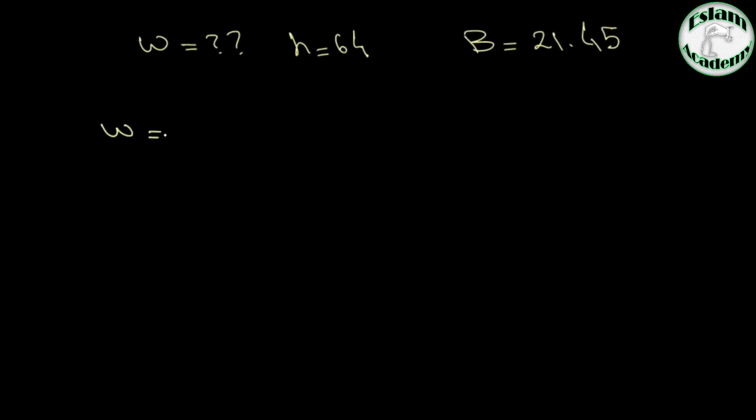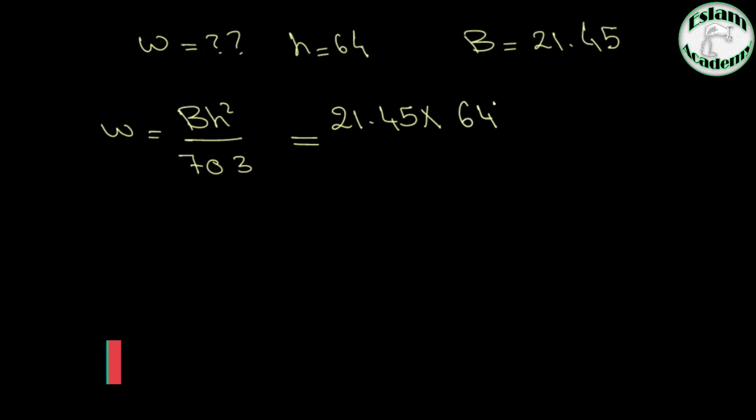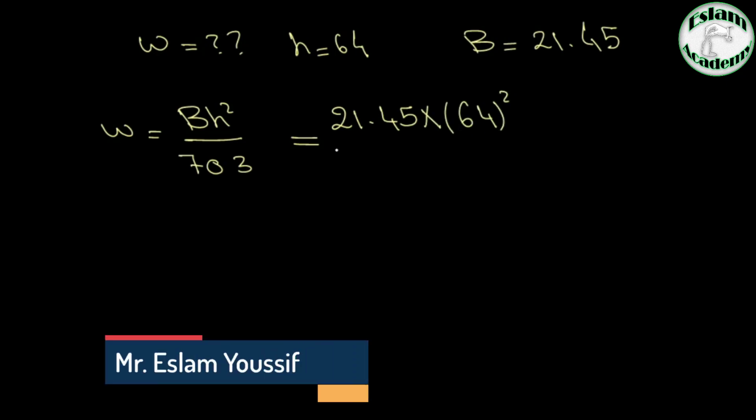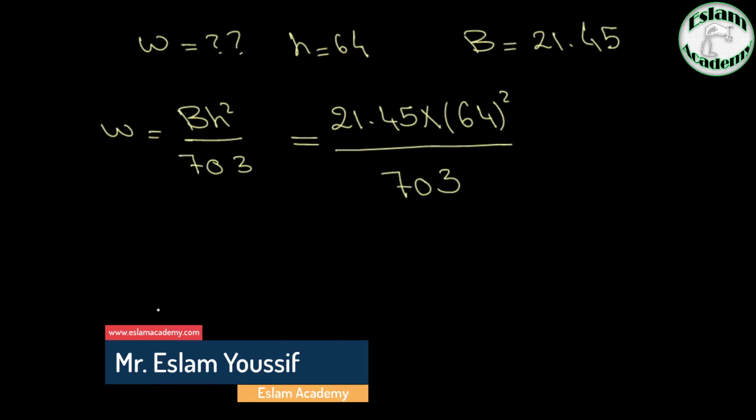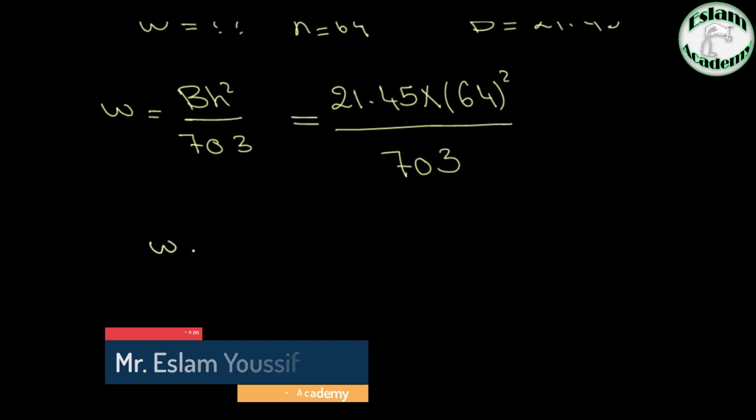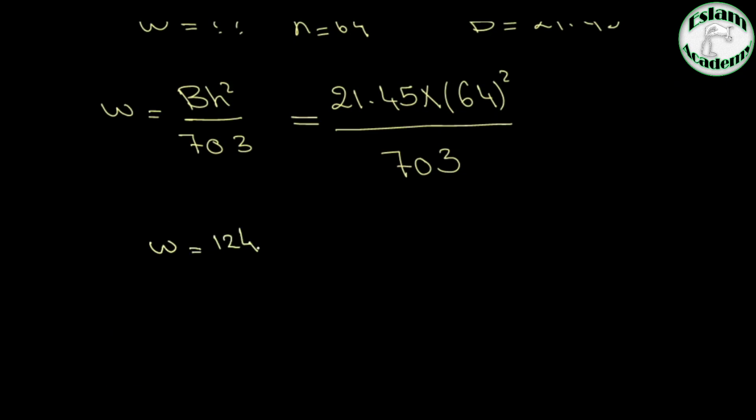As we said from the previous question, W is equal to B times H squared over 703. So now by substitution, B equals 21.45 times H squared, which is 64 to the power 2, over 703. By using a calculator, we'll find that W is equal to 124.98 pounds.